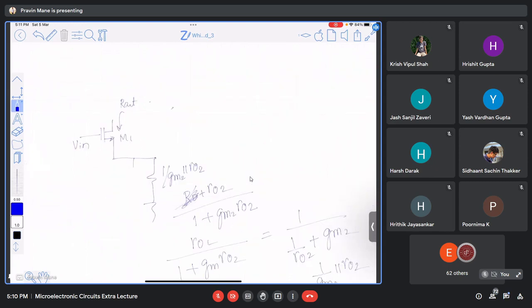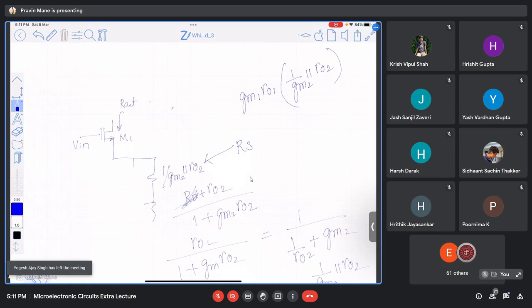Can you tell me what is R out in this case then? Approximate value? GM1 RO1 into 1 by GM2 parallel RO2. It is acting as RS, right? This is RS. GM1 RO1 RS is the approximate value, right? Right or not? So this is the value of the R out.